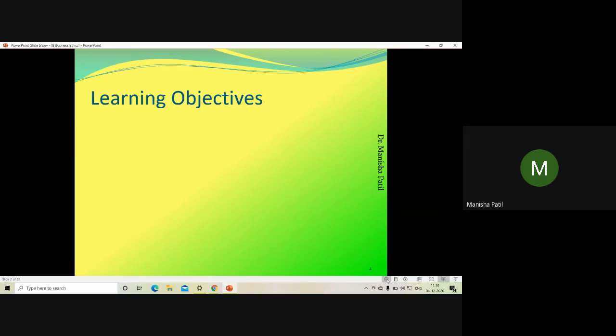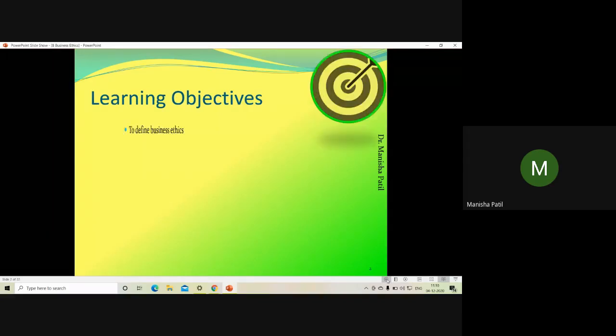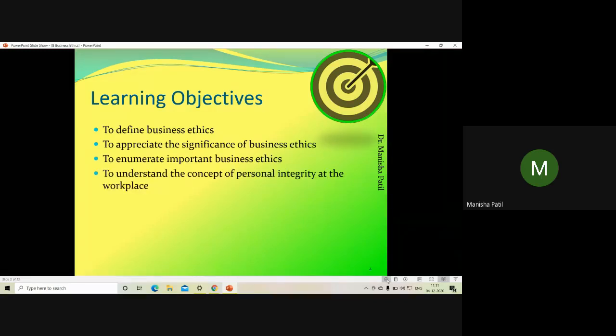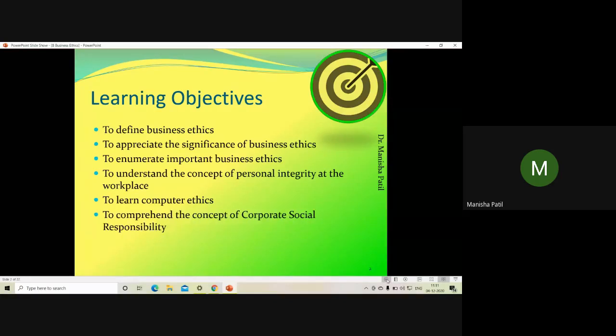So, our learning objectives are to define business ethics, to appreciate the significance of business ethics, to enumerate important business ethics, to understand the concept of personal integrity at the workplace, to learn computer ethics, to comprehend the concept of corporate social responsibility, to discuss ethical issues related to business.